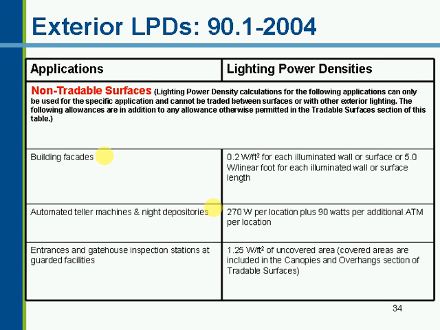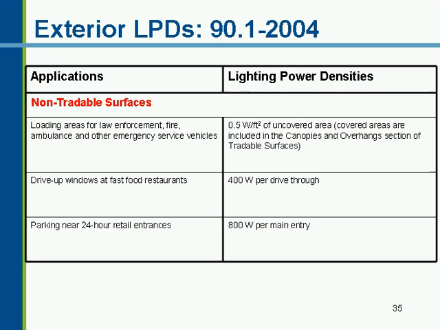There's also a limit for entrances and gatehouse inspection stations of 1.2 watts to 1.25 watts per square foot of uncovered area. The note here is that if it's a covered area, that's going to be included in the canopy and overhang section. It wouldn't be in this section. This is only for an uncovered area. Another non-tradable surface for loading areas, for law enforcement, ambulance, etc., 0.5 watts per square foot. And again, this is for uncovered area.